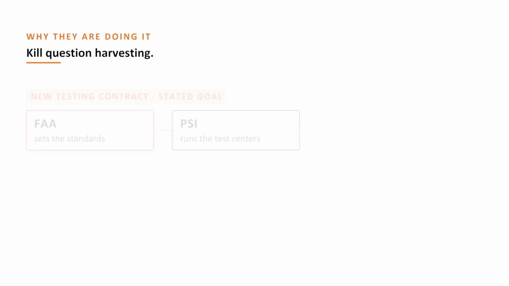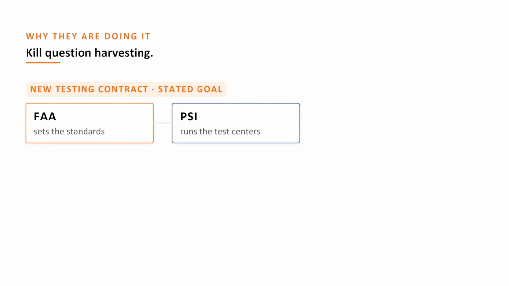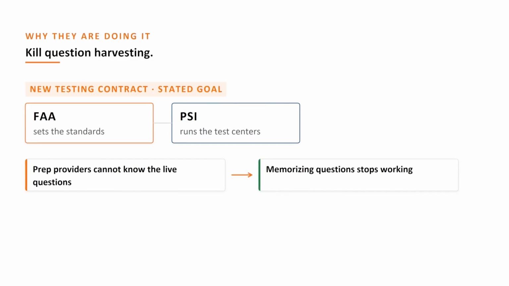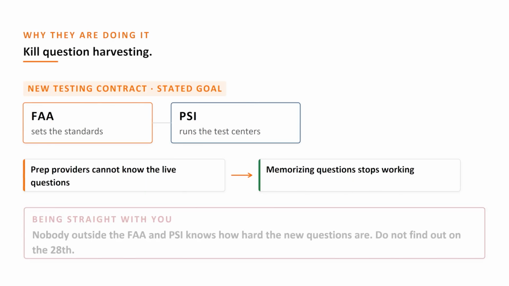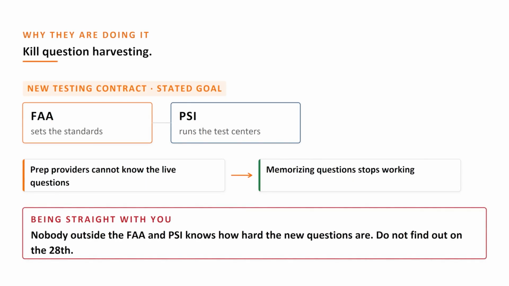Understanding is important, and this isn't the FAA being difficult, it's the whole point. When the FAA re-signed with PSI on the testing contract, one of the stated goals was to shut down question harvesting. If the test providers can't know the real questions, then memorizing questions stops working, and that's the direction this has been heading for years. October 27 is just where it becomes visible.